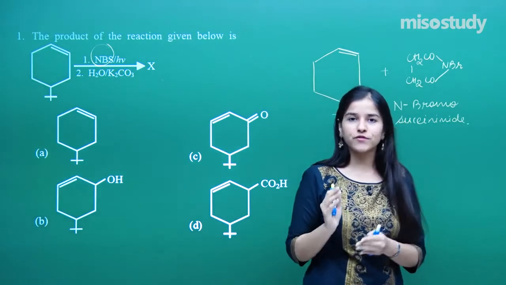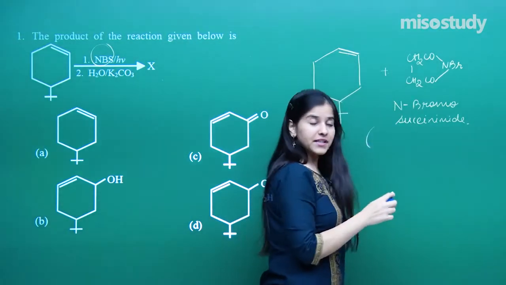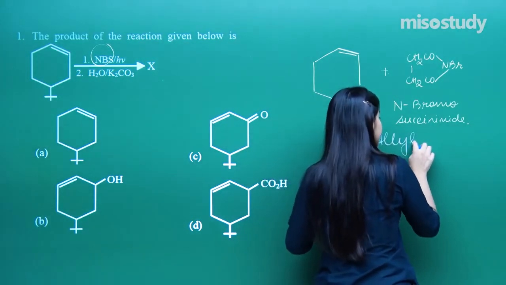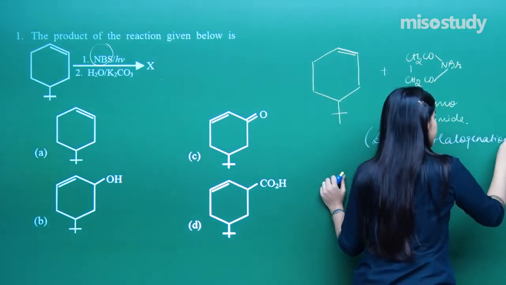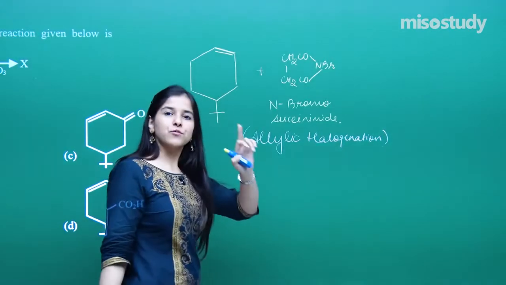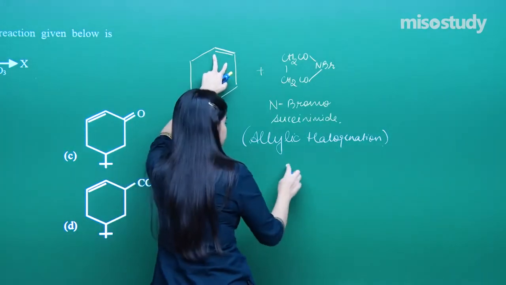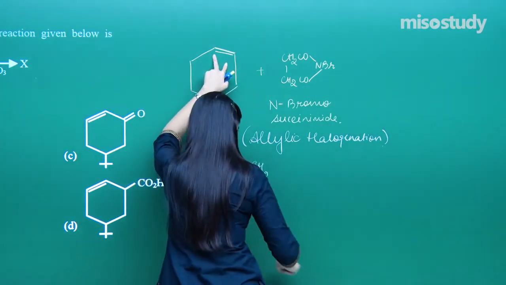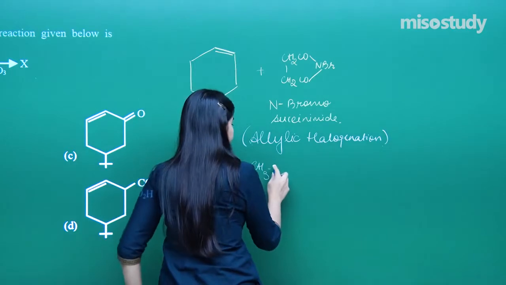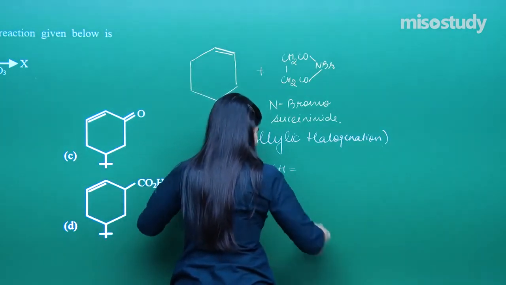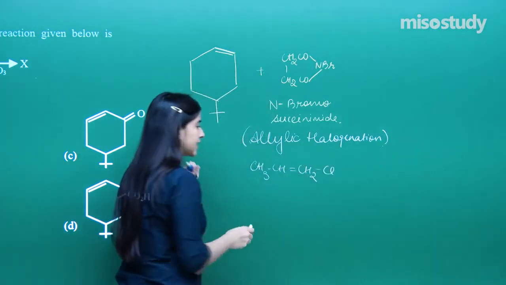So basically what is the use of N-bromosuccinimide? It is used for allylic halogenation. So I hope you all remember this. It is used for allylic halogenation. That means, what is the allylic position over here? If I consider this as the double bond, so what is an allyl first? Allyl is CH3. If I take up in the case of aliphatic, so here it's CH3, CH. So that is what allylic is.